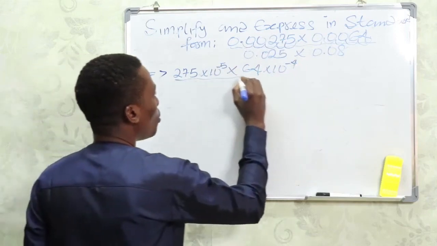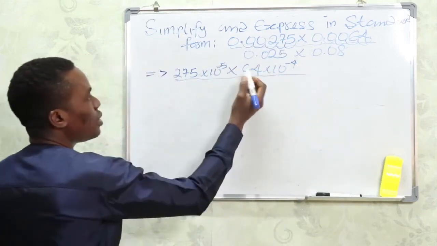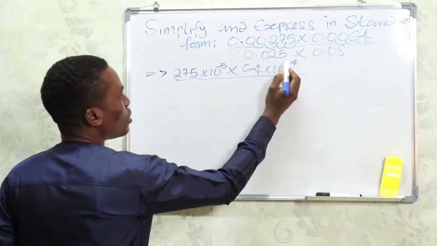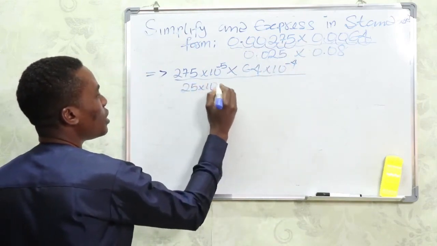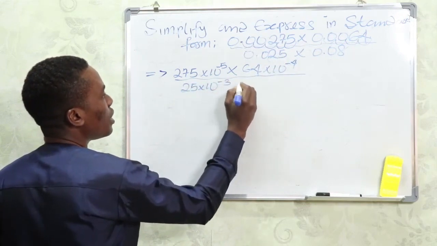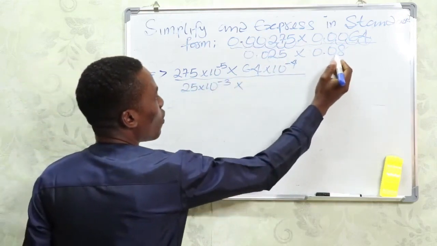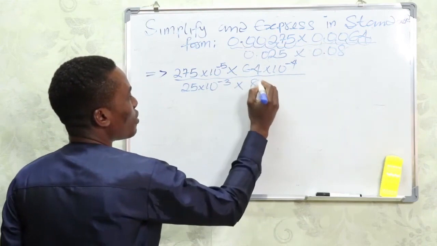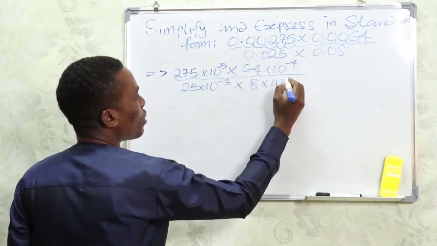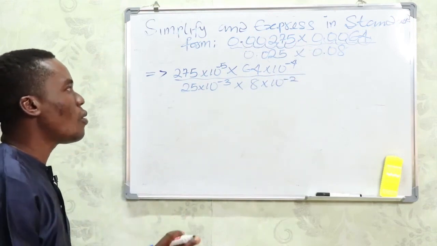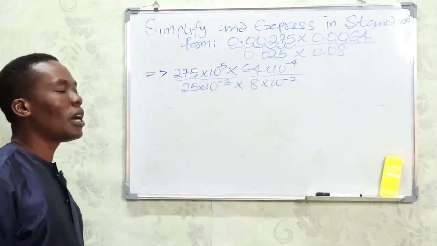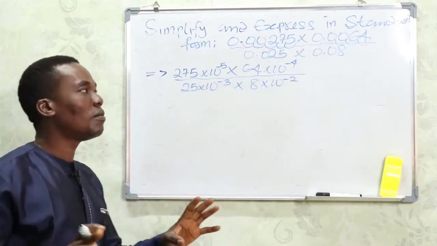Now this will be all over. This will give us 1, 2 and 3. So this will give us 25 times 10 raised to power minus 3 multiplied by a 1 and a 2. That will give us 8 times 10 raised to power minus 2. Now we've expressed all the values in standard form. Now we want to reduce them further.